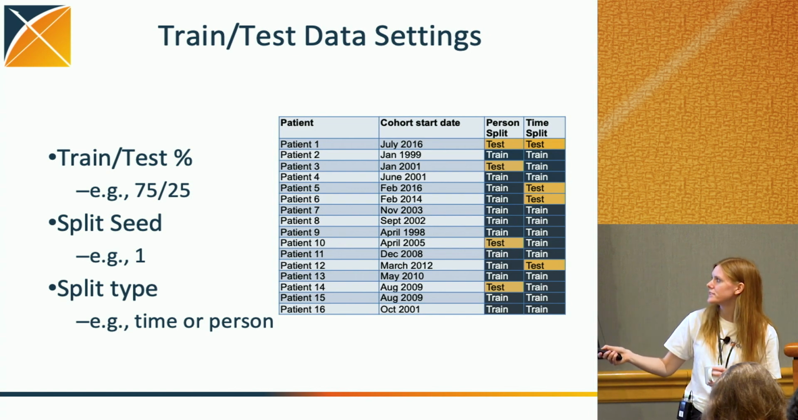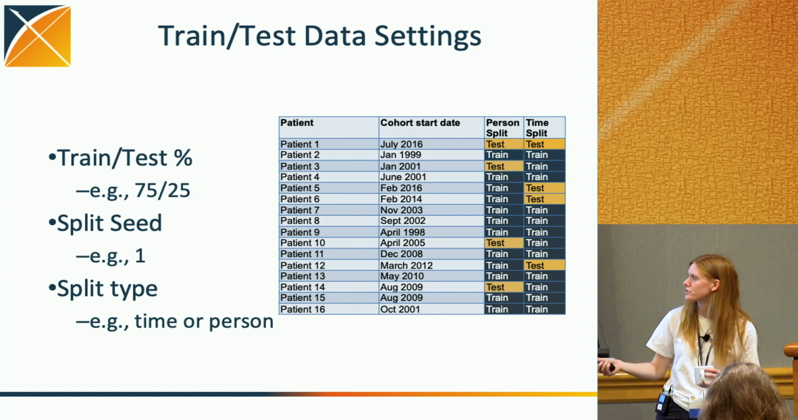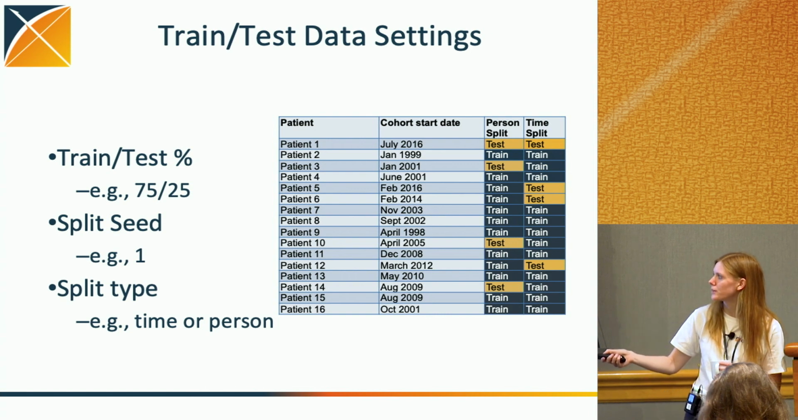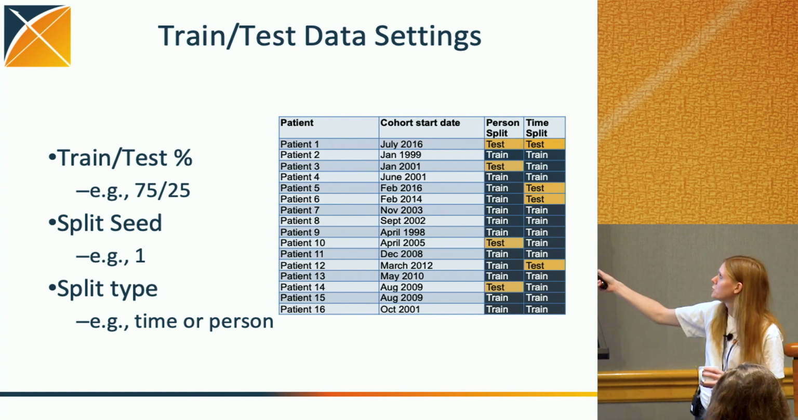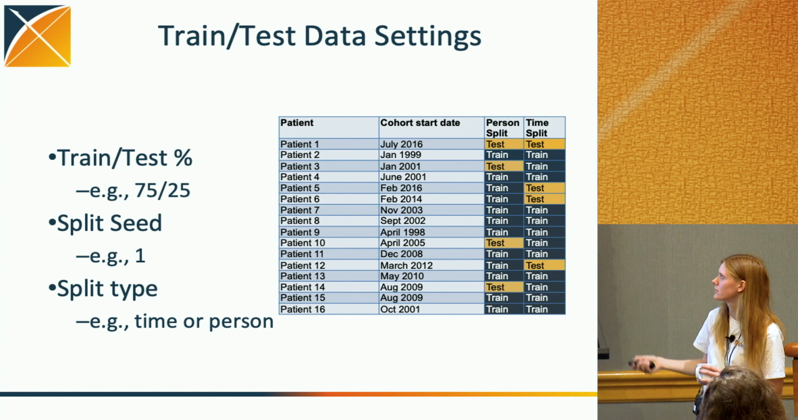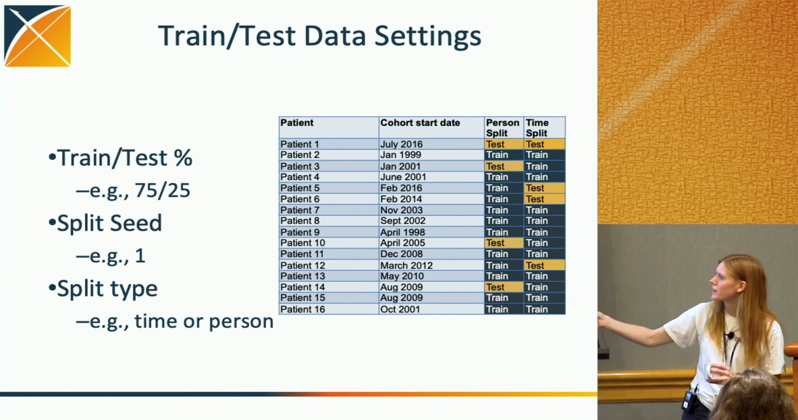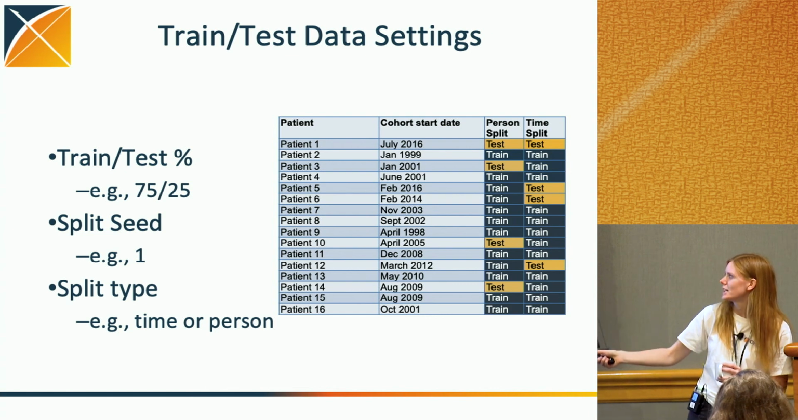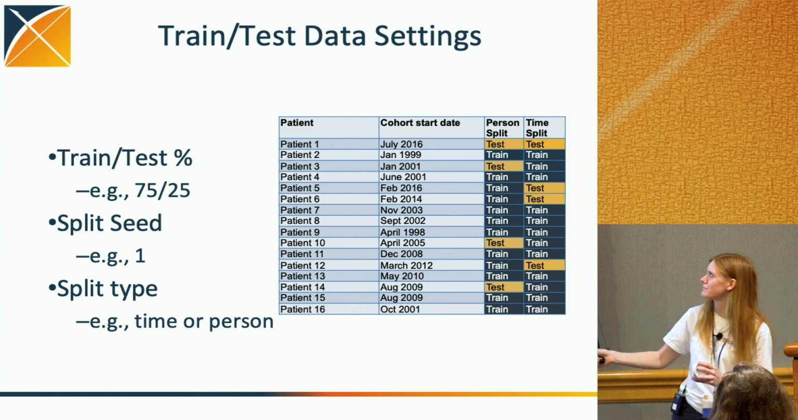The split seed will be used for doing the test and the train split and also for the cross-validation. And then you have a split type, so time or person, as Peter mentioned. So I've got 2 columns here to just explain how it does the person and the time split, as a visual. So if you imagine you had 16 patients, I picked that because it's nice for 25%.